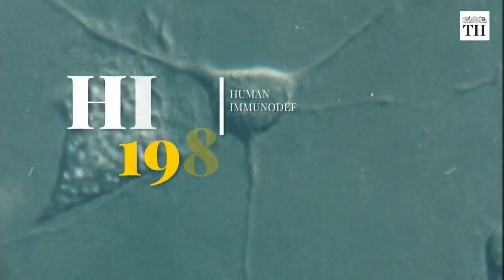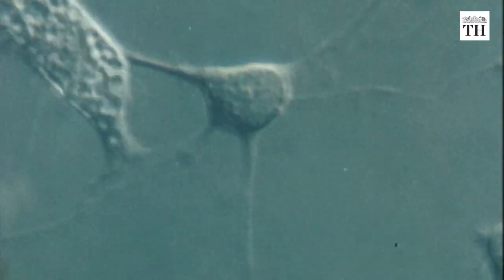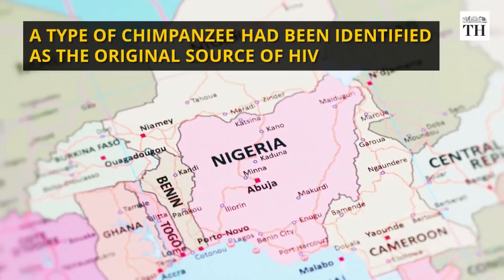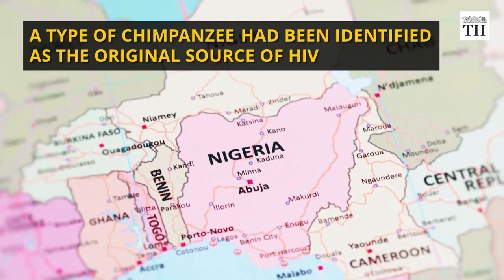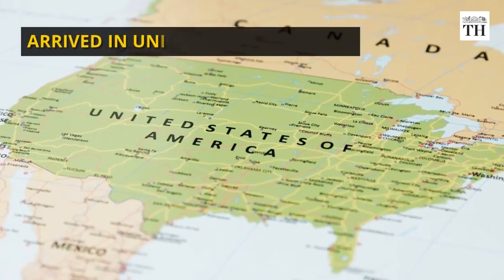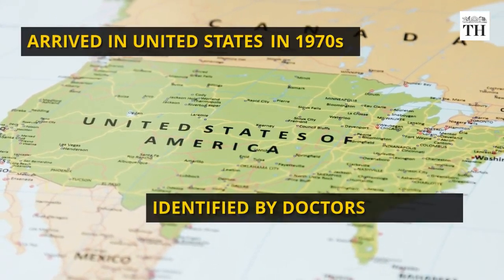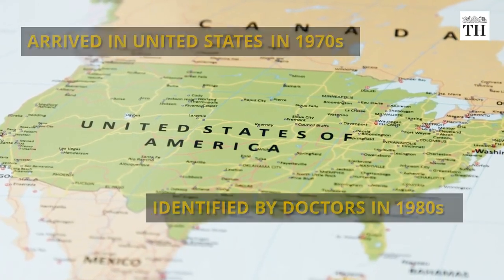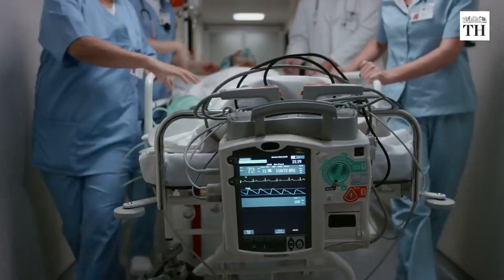Human immunodeficiency virus, or HIV, attacks the immune system. Scientists identified a type of chimpanzee in West Africa as the source of HIV infection in humans. Though HIV arrived in the United States around 1970, it didn't come to the public's attention until the early 1980s. Persons who are infected with HIV often die from secondary infections or cancer.